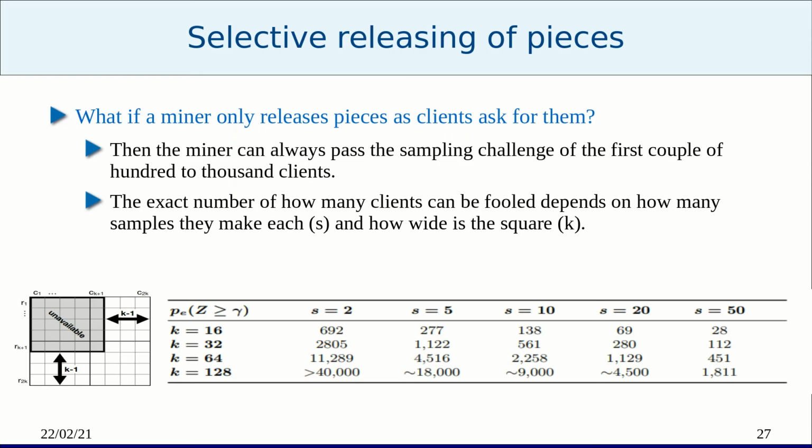The number of light clients that can be fooled in this way depends on how big the two-dimensional square is and how many samples each light client is making. For example, this table shows that if each light client is making 10 samples each, and the square is 64 by 64, then you can fool the first 2,000 light clients into thinking that the block is available when it's not. Whether this is reasonable or not really depends on how big your network is. For example, with the Bitcoin network, there are more than 1 million light clients, according to at least Google Play statistics on how many people have downloaded a popular application called Bitcoin Wallet, which runs a Bitcoin light client.